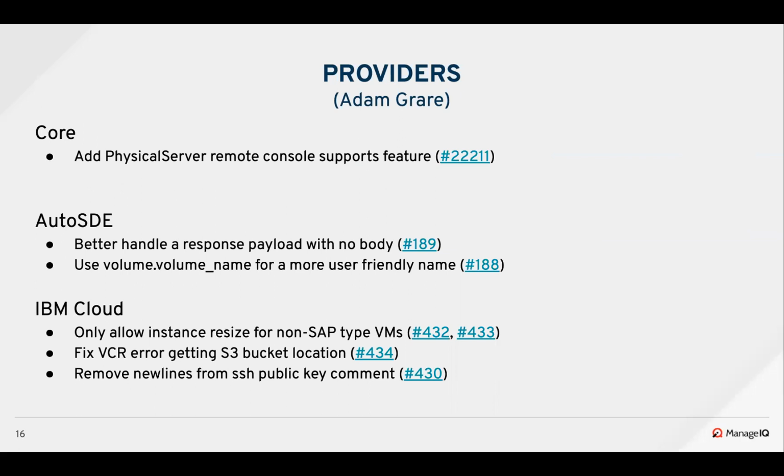Thanks, Jeffrey. So this sprint in core, we added the remote console supports feature to physical server. It's only supported by Lenovo, and previously the check was just to see if it was a physical server and it would show the remote console. As we've added more physical infrastructure types, we need to move to using supports feature for these types of things. So we added the supports feature method to the physical server based model.